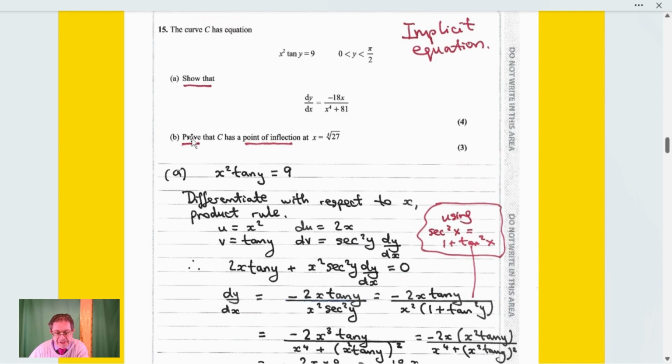Part B. Prove that C has a point of inflection at the fourth root of 27. Now we know points of inflection occur when d2y/dx squared equals 0. We may need a little more than that as well, and we'll come back to that point. So I want to differentiate the expression for dy/dx with respect to x, and the obvious approach is to use the quotient rule.